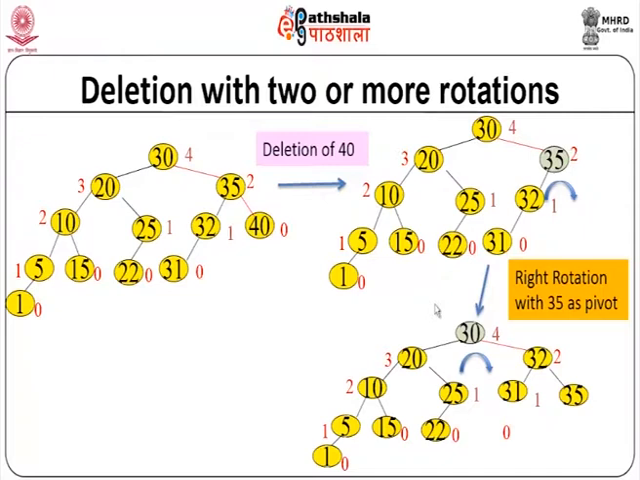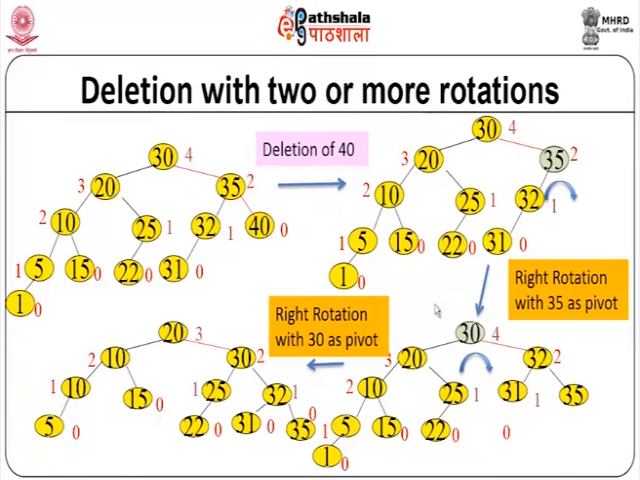Now, what happens? There is an imbalance at 30. Okay. So, you do a left again, I think right. So, you do a right rotation, because this right rotation with 30 as pivot. So, now 20 becomes the root and it becomes like this. So, right rotation with pivot as root. Here we have 2 rotations.